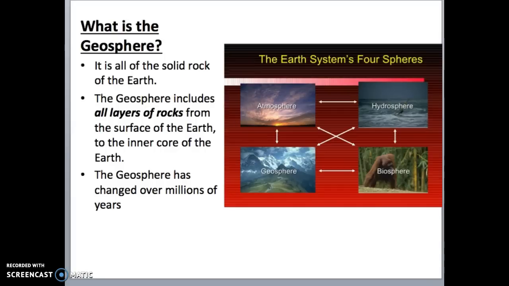So because we are focusing on the geosphere in the new unit, we're going to define it a little bit more in detail. So the geosphere is all of the solid rock of the Earth. It includes all the layers of rocks from the surface of the Earth all the way down to the inner core of the Earth. And if you don't know what the inner core is, we're going to learn about what that is today. And over millions and millions of years, the geosphere has changed. And we're going to be learning about that throughout the unit.